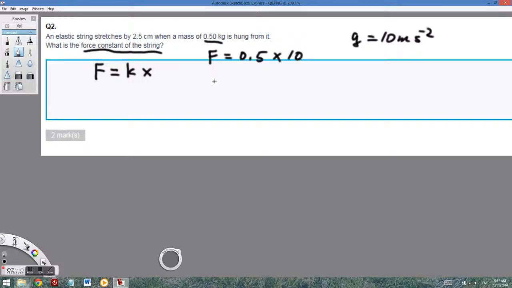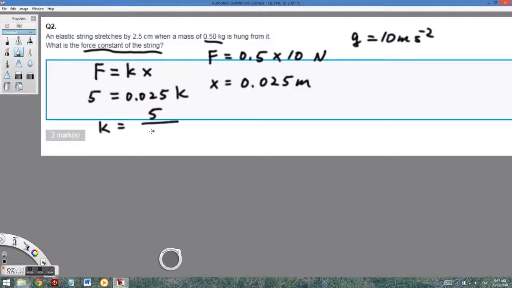Now my x is the extension, the length, which is 0.025 meters. Put all the values in. Now I have 5 divided by 0.025. Put it in your calculator.